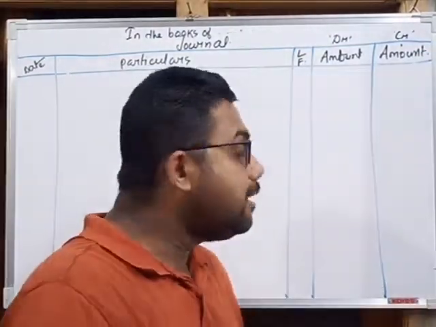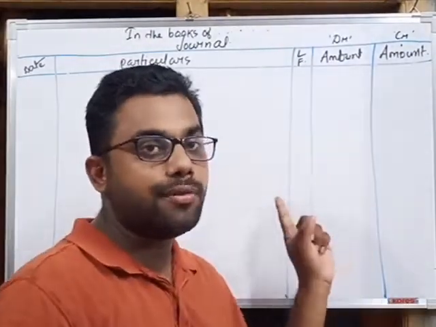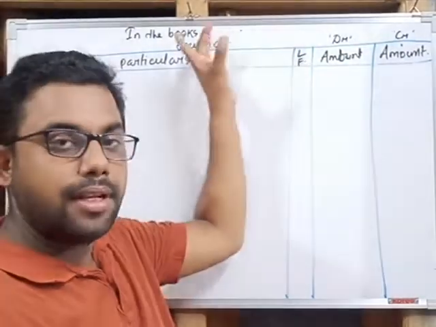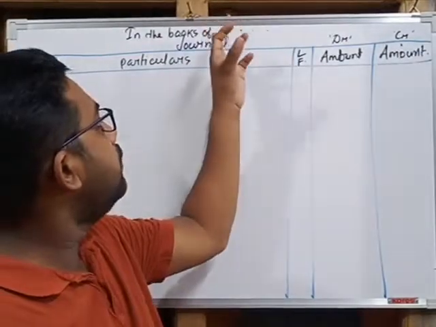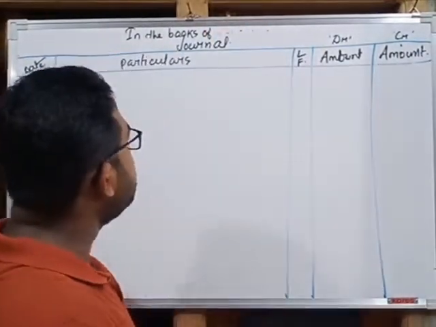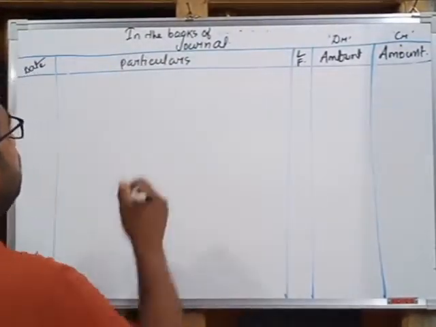So in business we have to record all the transactions in the books of accounts. The journal is one of the books of accounts, that's why I have written "In the books of ...". If the name of the business is mentioned, then we will write in the books of that person. Okay, so clear.